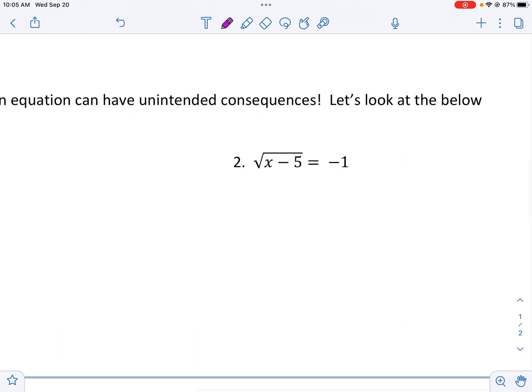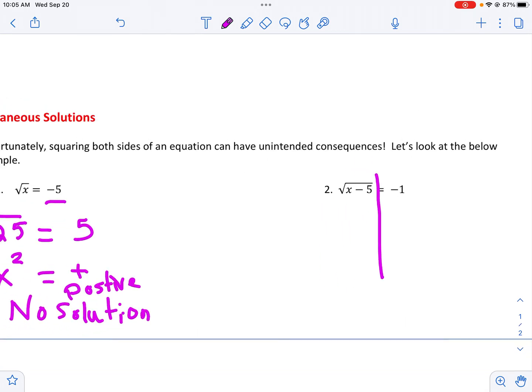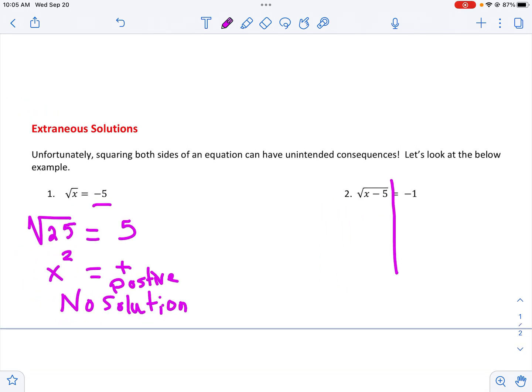Sometimes they're not as obvious. So let's look at this one. If we just eyeball it and look at it the same way we did number 1, it would look like it would be an extraneous solution. But let's just check it to make sure.